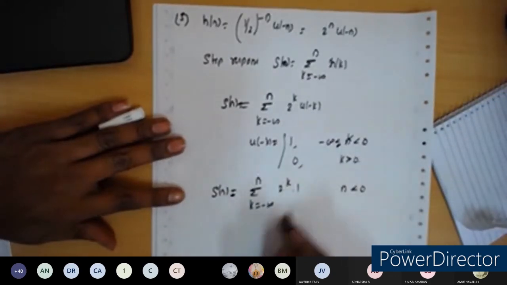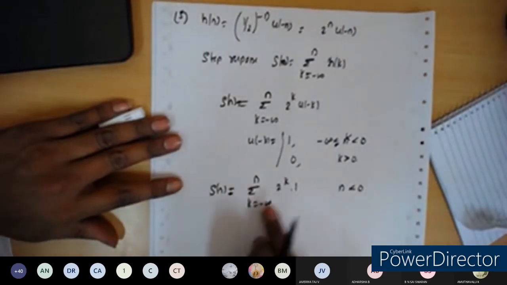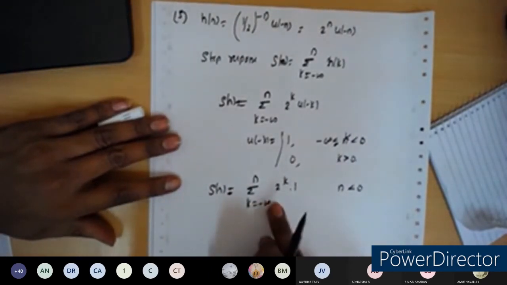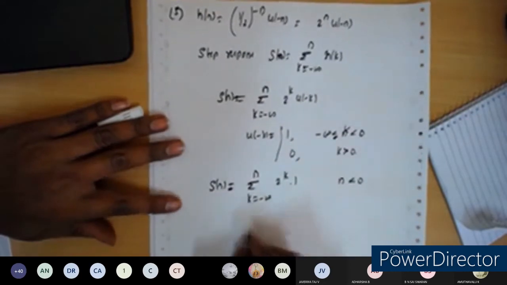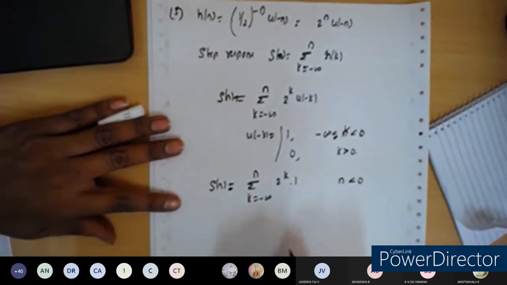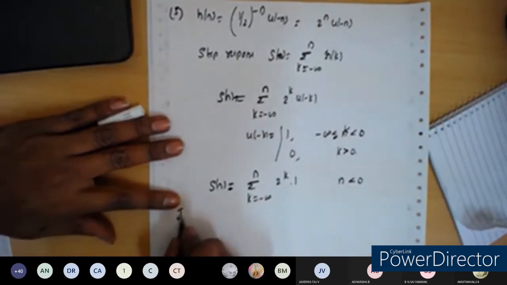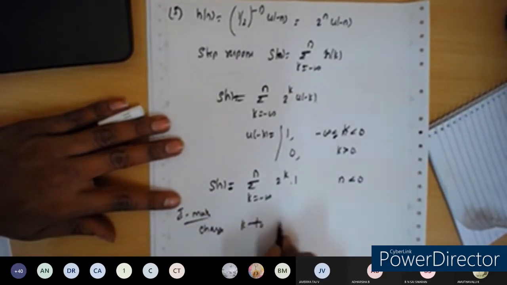Now, in order to evaluate this, we don't have a direct formula here, because we have the formulas for the sum of finite terms or the sum of infinite terms. So here we can modify this by changing k to minus k. Two methods we can solve it here. I'm going to tell you the first method. So change k to minus k.